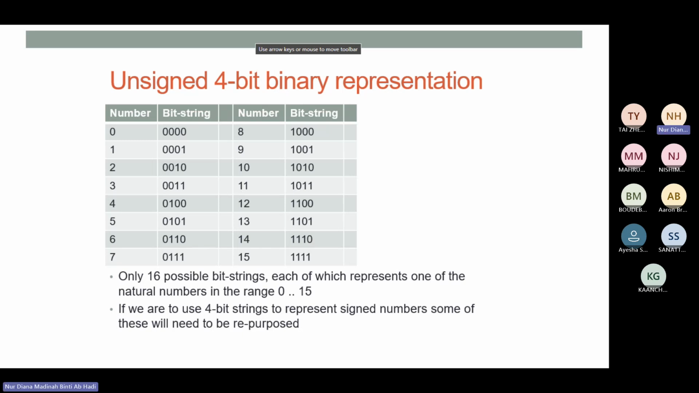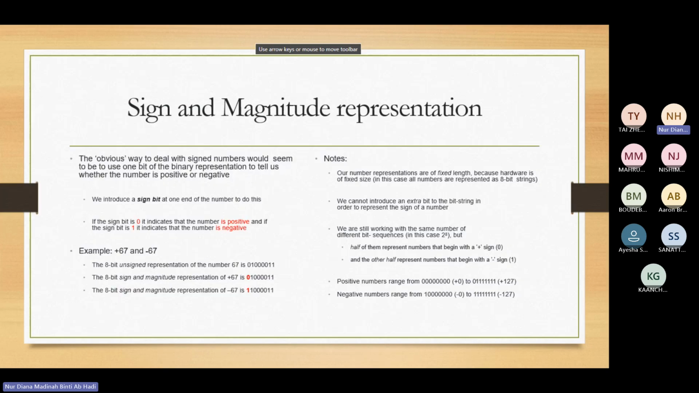So, for example, this would be the unsigned 4-bit binary value. We only have 16 possible bit strings, where each of them represents one of the natural numbers from the range 0 to 15. If we are to use the 4-bit string to represent signed numbers, some of these will need to be repurposed. The obvious way to deal with a signed number, whether it is positive or negative, is to introduce a sign bit. The sign 0 indicates positive, and the sign 1 indicates negative.